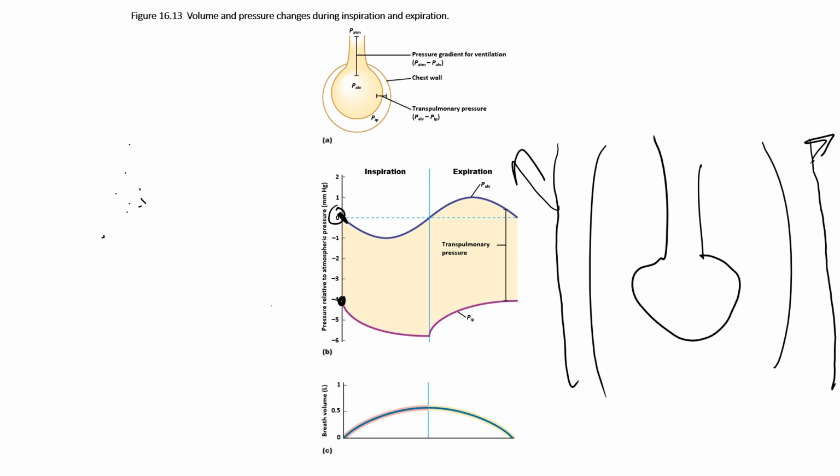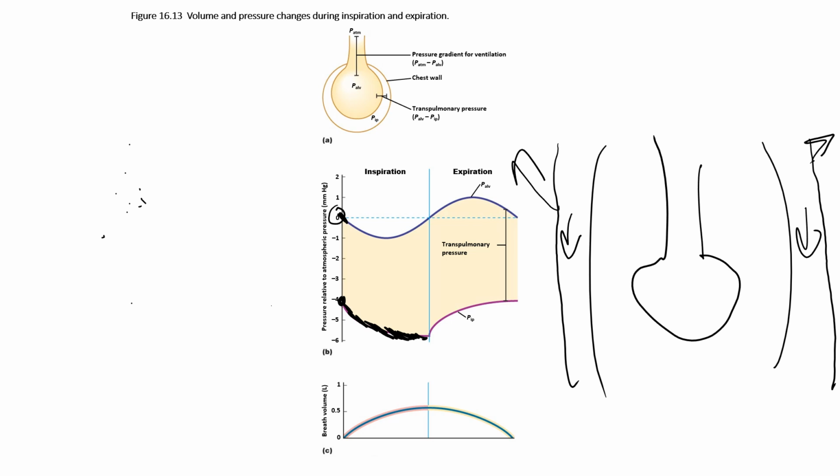If the chest wall moves up and out, and that pulls the parietal and visceral pleura further away from one another, then that expands the volume of the pleural cavity and drives down intrapleural pressure. And you can see that's what's happening here. Intrapleural pressure is falling. And that's what happens during inspiration: intrapleural pressure falls.